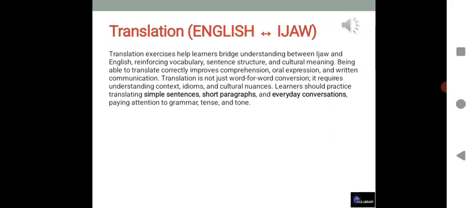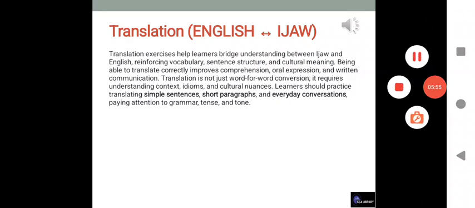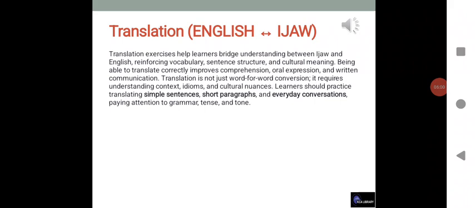Translation exercises play a key role in developing bilingual competence in Ijaw and English. They help learners strengthen vocabulary acquisition, deepen understanding of sentence structure, and improve awareness of meaning in both linguistic and cultural contexts. Effective translation goes beyond direct word substitution. It requires accurate interpretation of intent, tone, idiomatic expressions, and cultural references embedded in the source language.